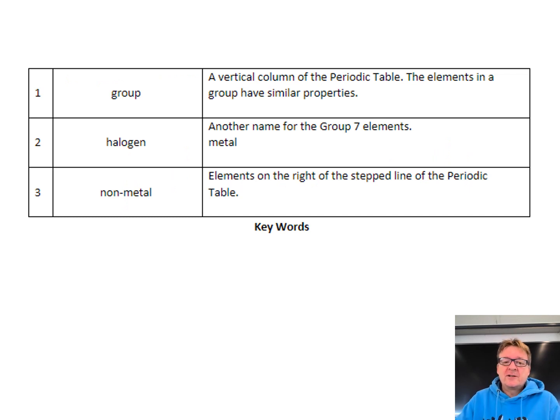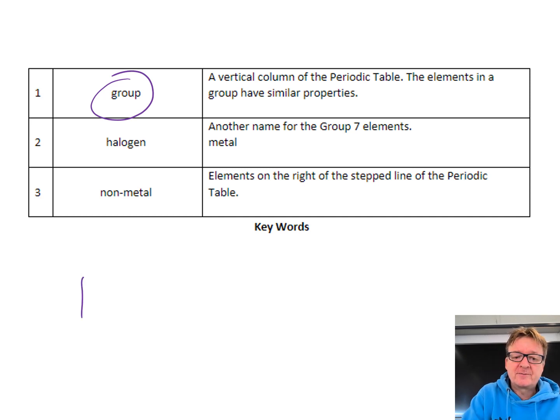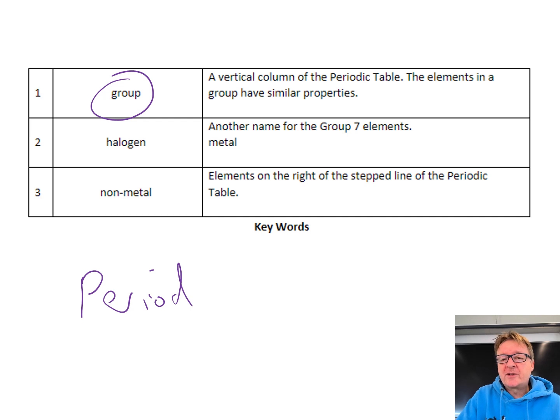Keywords. If I've got the periodic table, a vertical column is called a group. I should really put in there that a horizontal row is a period, but we won't add that one in, it's just for information. Another name for the group 7 elements, which we talked about before, is the halogens. The elements on the right-hand side of the step line of the periodic table are non-metals, so therefore on the left-hand side are the metals.